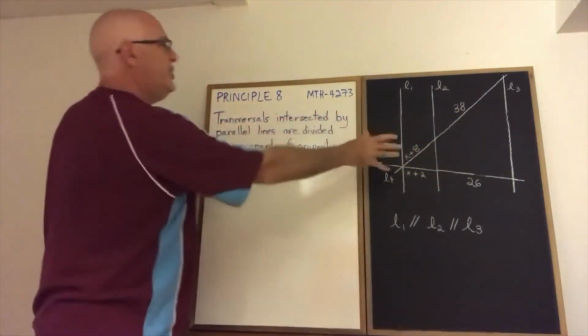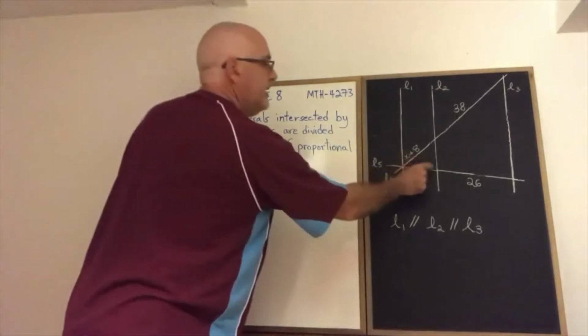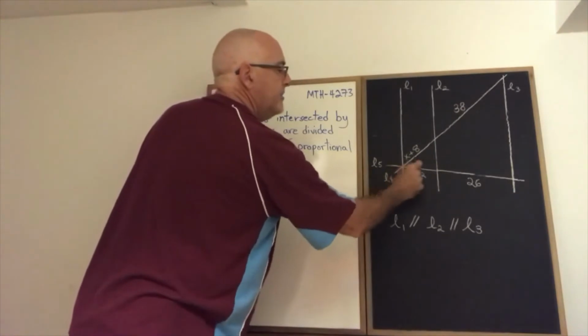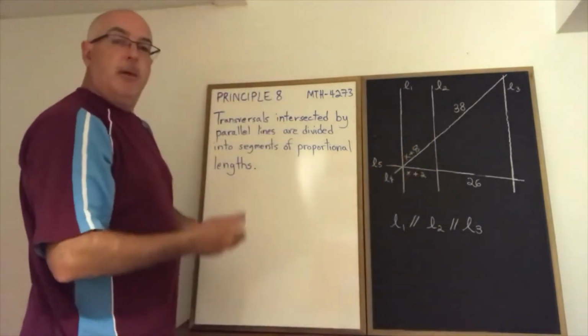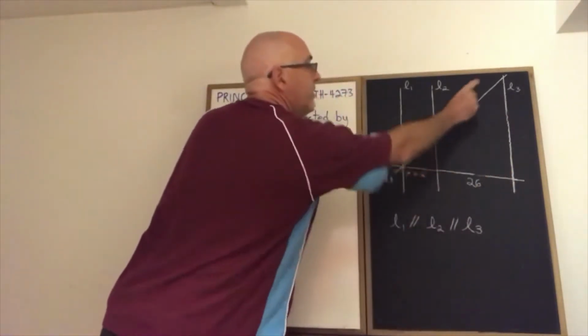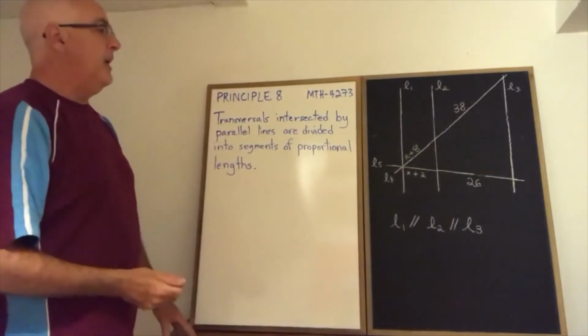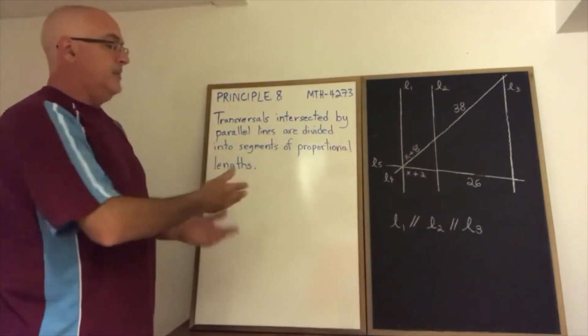Because this situation reflects what is described here, it means that the lengths of these segments, the x plus 2 and the x plus 8, have to each be proportional to these segments, the 26 unit and the 38 unit long segments. So therefore I can use a proportion to solve for x.